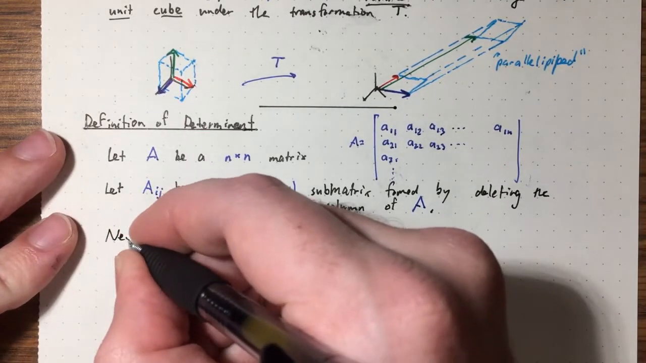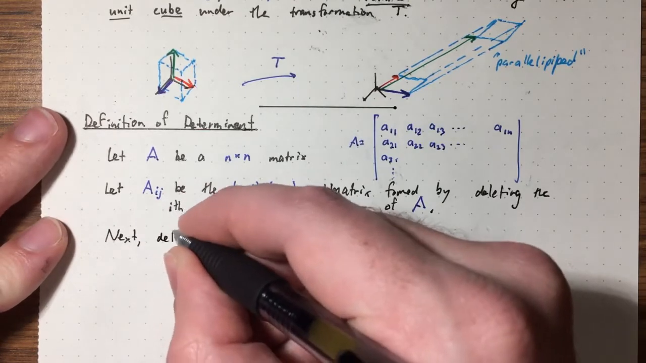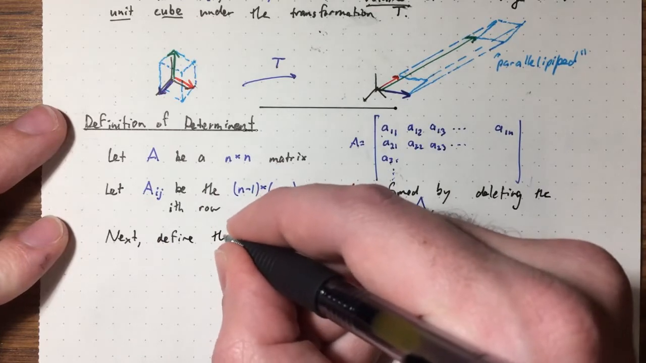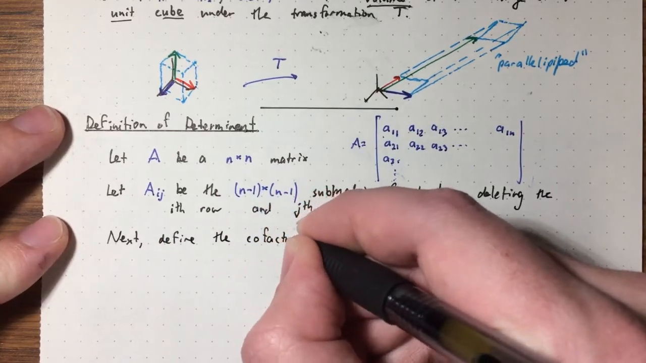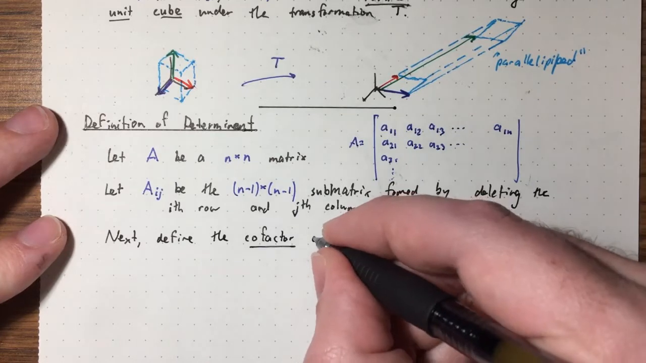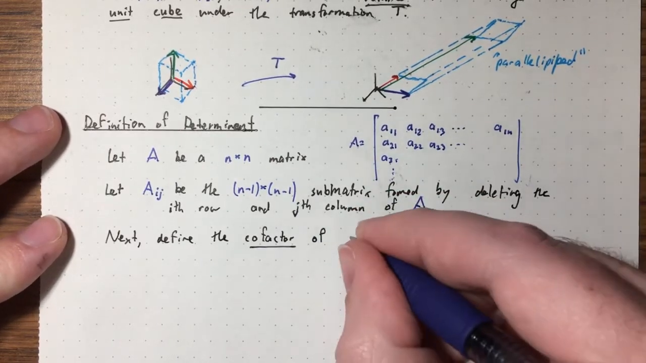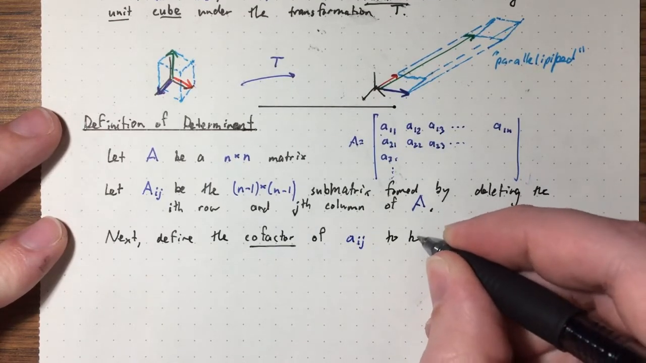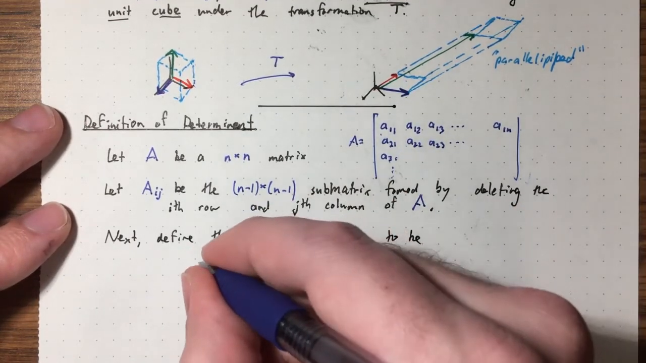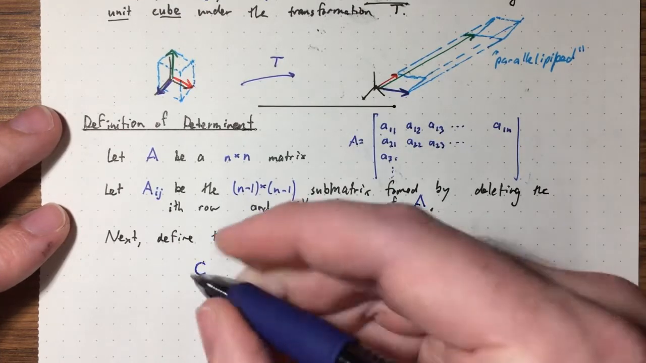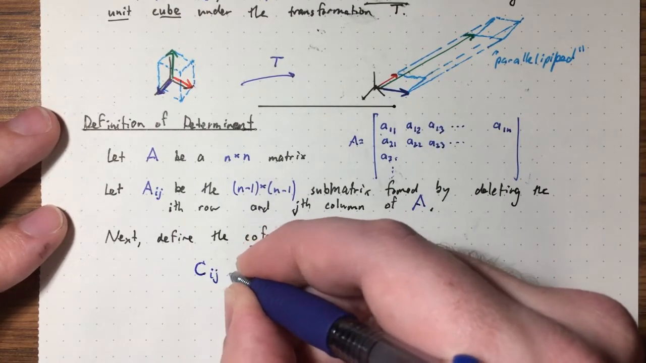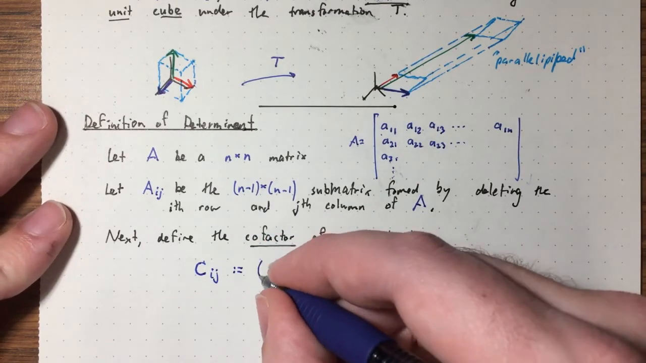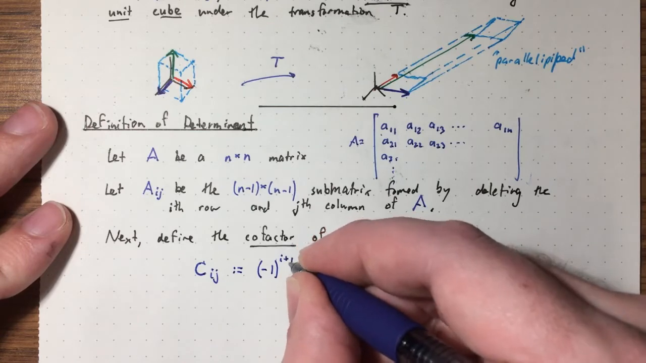Okay, and that will allow me to define the cofactor. So next, given any entry in this matrix, we can define its cofactor. Okay, so that's a new word, so I'll underline that. The cofactor of some entry, I'll call it little aij, I'll give that a name. I'll say it's Cij. I'm defining it to be minus 1 to the i plus j power.